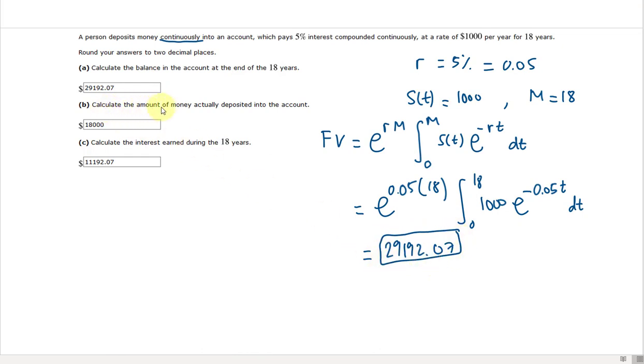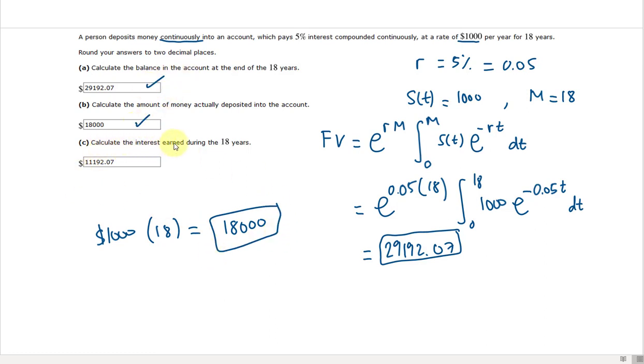Calculate the amount of money actually deposited into the account. Okay, that's simple. We have 1,000 deposited per year. We make 18 years, so 18 deposits. So 1,000 times 18 years, that is 18,000. Right here.